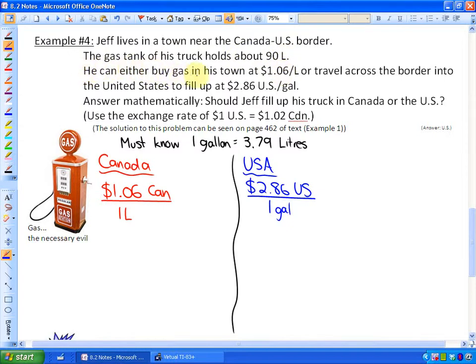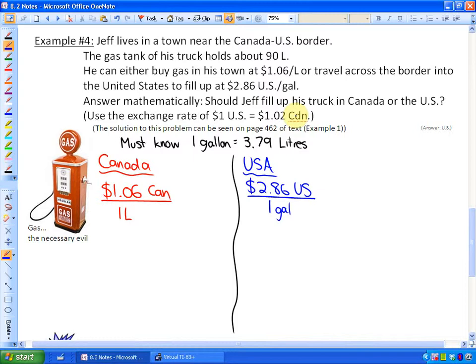He can either buy gas in his town at $1.06 per liter, and that's in Canadian dollars, or travel across the border into the United States to fill up at $2.86 US per gallon. So in Canada, we're charged a certain amount of money per liter, and in America, we're charged a certain amount of money per gallon. It says, answer mathematically, should Jeff fill up his truck in Canada or the United States? Use the exchange rate that $1 in US money is equivalent to $1.02 Canadian. And that's also not quite the current rate, but we'll answer the question based on this problem.